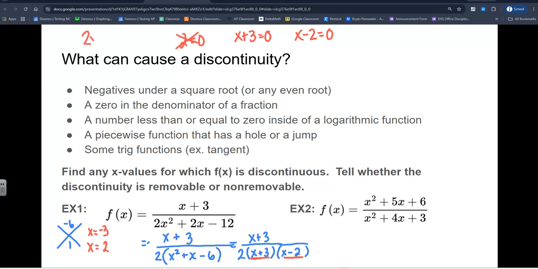What about if there was an x there? What if I had 2x equals 0? Then you would get a value, but we don't have an x for this one. So definitely I have discontinuities at -3 and at 2.